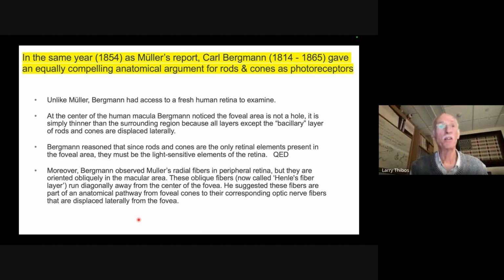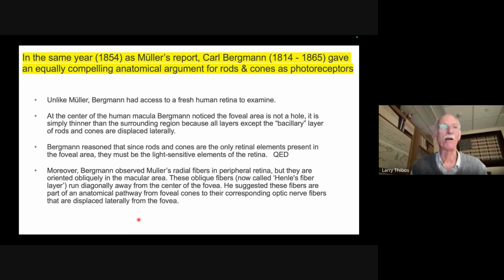And he says, in fact, he thinks they were displaced laterally because the layers of the retina are actually thicker immediately outside the fovea than they are in other peripheral areas of the retina. So you just imagine that those elements have been shifted laterally. Now, Bergmann reasoned that since these rods and cones are the only elements present in the fovea, they absolutely must be the light-sensitive elements of the retina. You can't get around it.